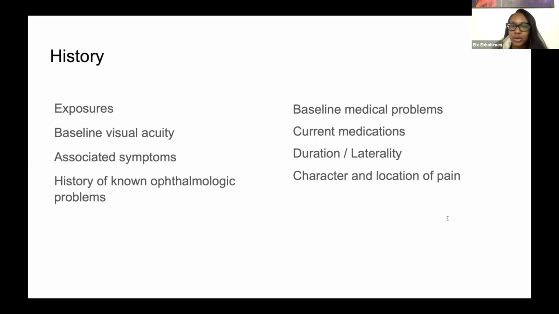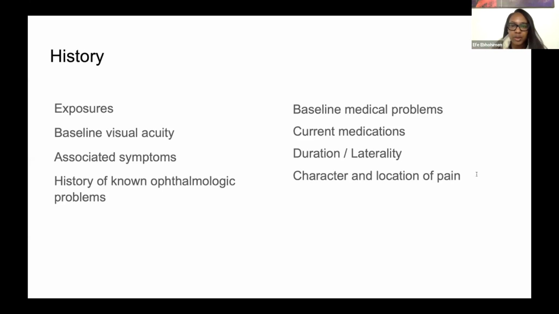When we usually ask them, do you have any past medical history? And they say no, and you go to their chart and it's a running list. So ask about those things. Ask about baseline medical problems, current medications that they're taking, and the duration and laterality of symptoms. Is it unilateral versus bilateral, which you should also see on your visual exam.